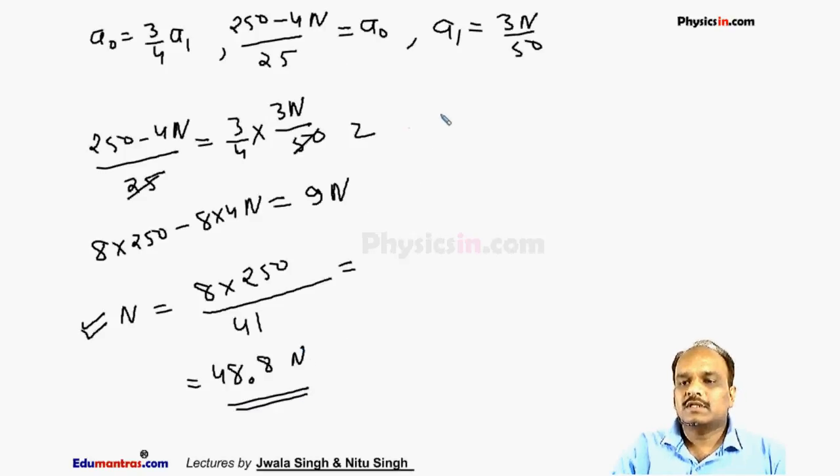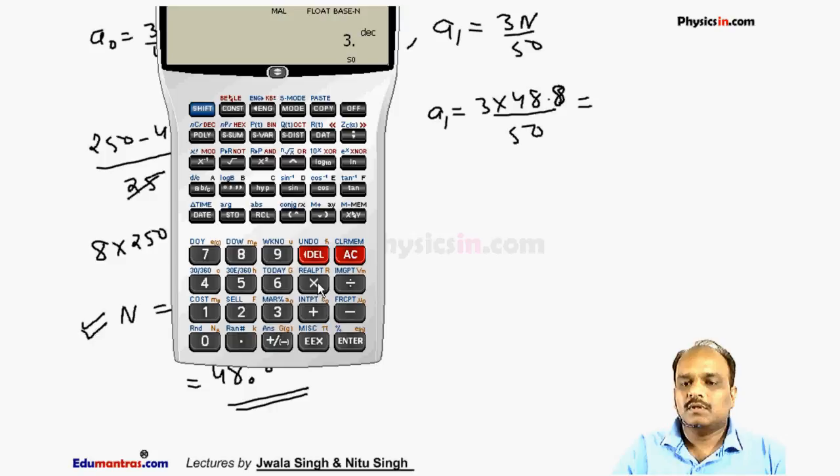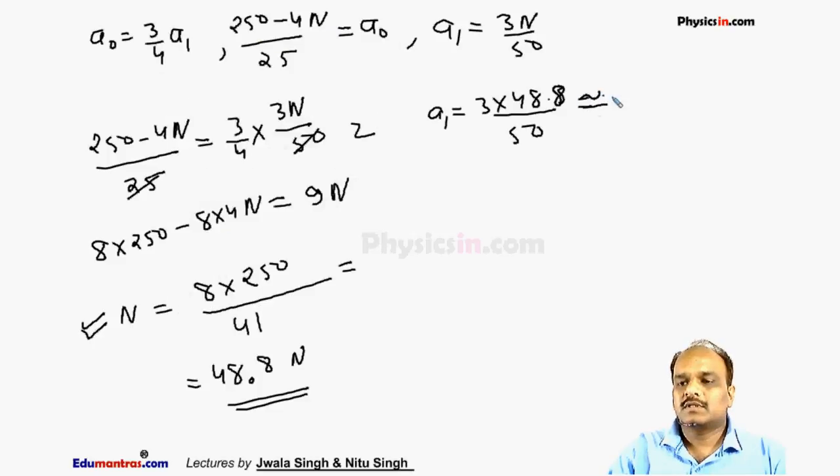In the same way, I can say a1 is equal to 3 into 48.8 divided by 50. So this is equal to 2.928. That can be written as approximately 3 meter per second square.